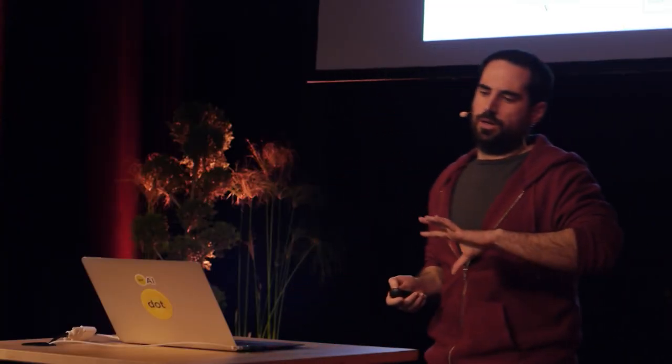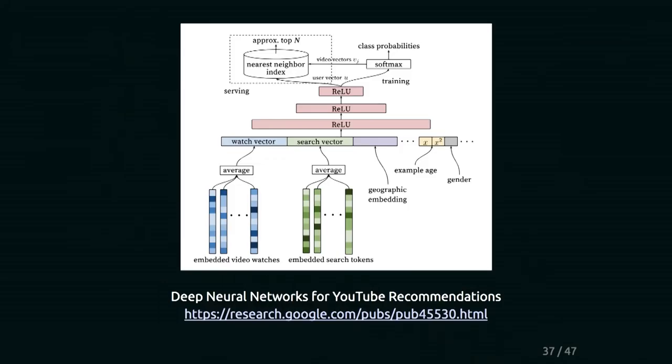This is not the only way to deal with implicit feedback. And for instance, this is the architecture by the YouTube team for making video recommendations. And here you see that as an input for a given user, you take all the embeddings of all the movies that that user has seen in the past, or the videos that it has seen in the past. You take also the embedding of all the keywords that you typed into the search engine of YouTube.